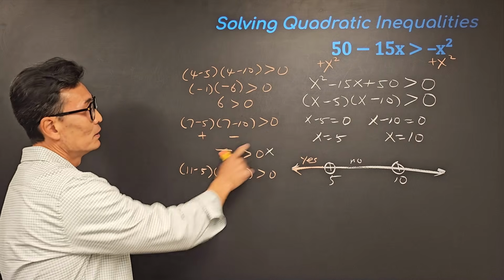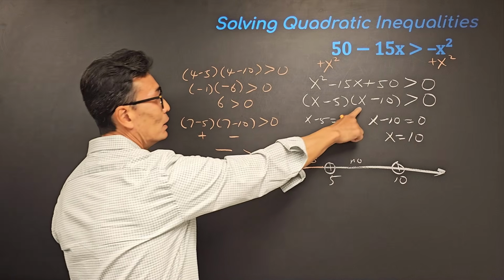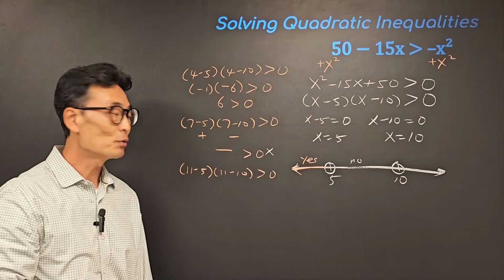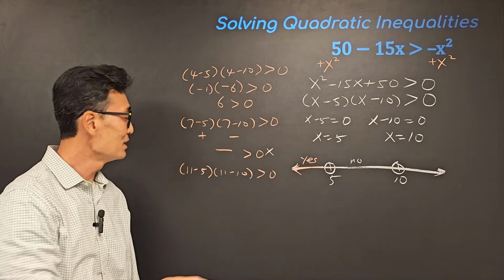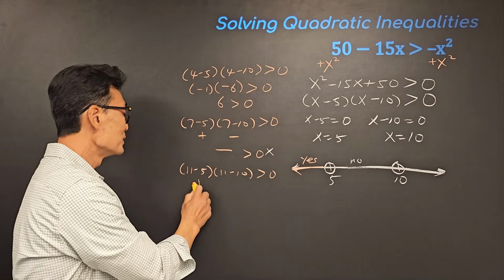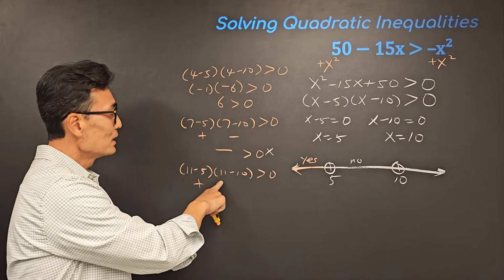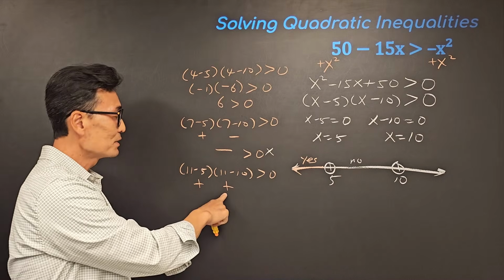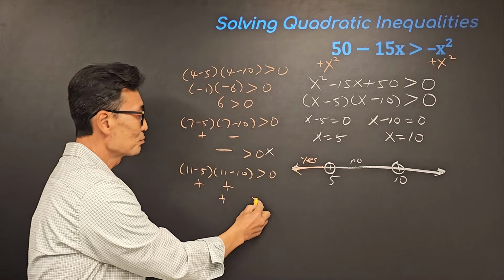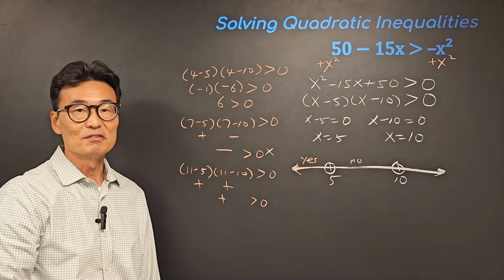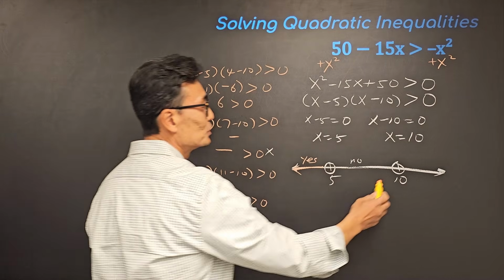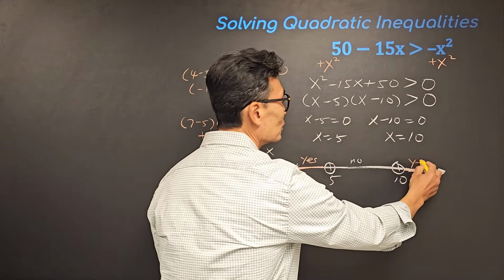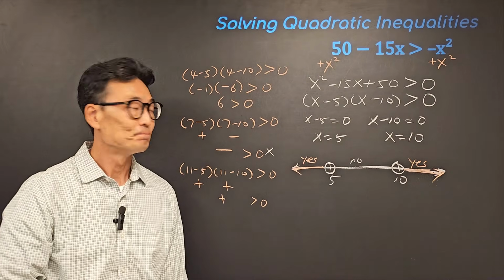So I put 11 for x, 11 for x. Once again, instead of calculating the actual value of the number, we just want to find out the signs. 11 minus 5 is going to be positive, and 11 minus 10 is going to be positive also. Positive times positive is positive, and of course, positive is greater than 0. So let's go ahead and shade the right side of the 10 and even put the word yes.